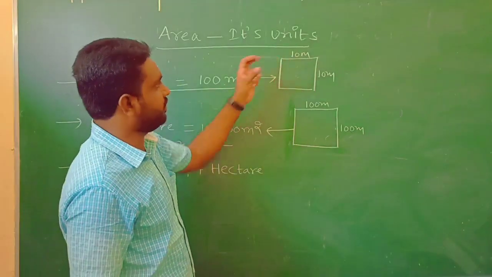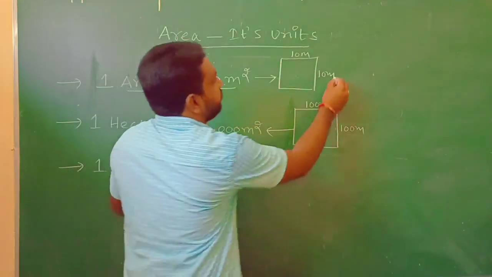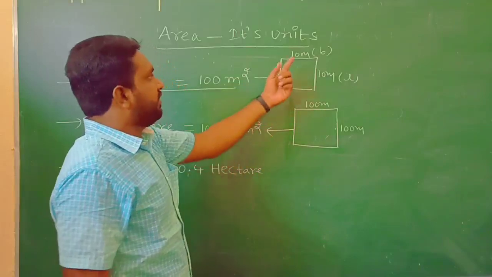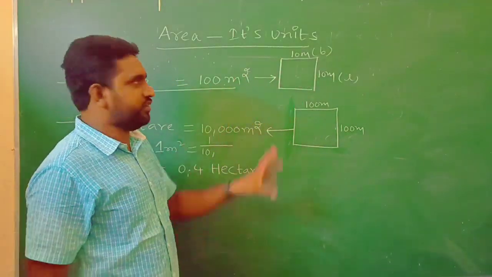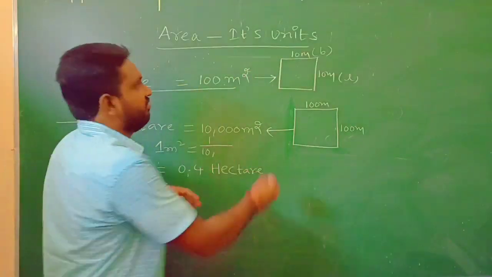We have one field here. For example, this is a field. Its length is 10 meters and its breadth is 10 meters. So its area becomes 10 into 10, how much? 100. Meter into meter, how much? 100 meters square. So that is what is meant by 1 are. So we will measure the area in ares also.